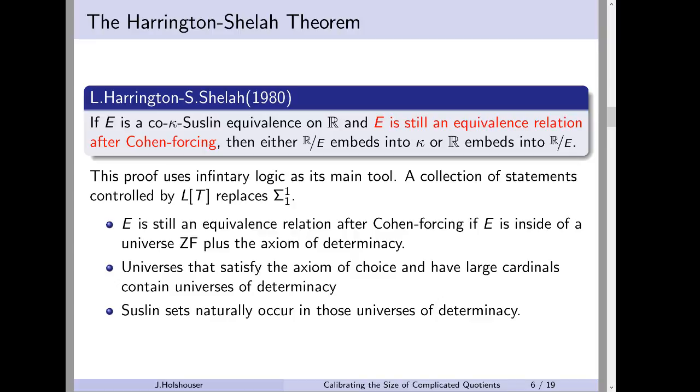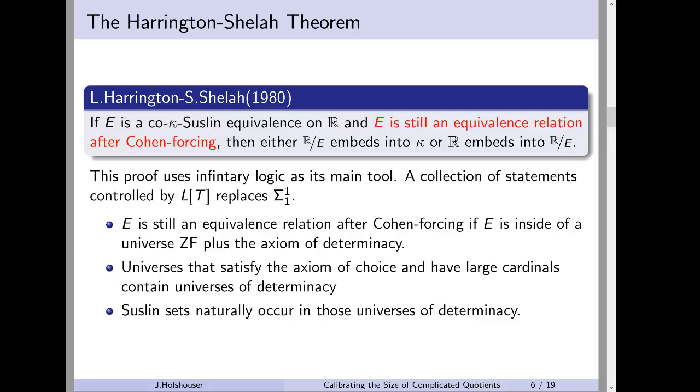If you have a co-kappa-Suslin equivalence relation, and as Shelah states it, E is still an equivalence relation in the next world, then either R mod E is no longer countable, but it embeds into kappa, so it's well orderable of size controlled by its complexity, or R embeds into the quotient space. Cantor space embeds into the quotient space, really.